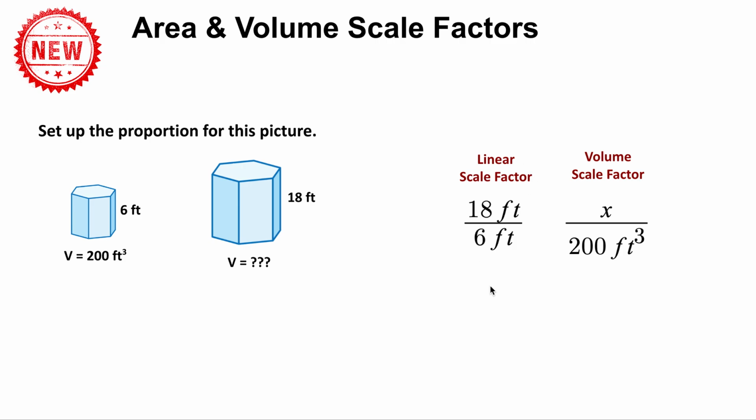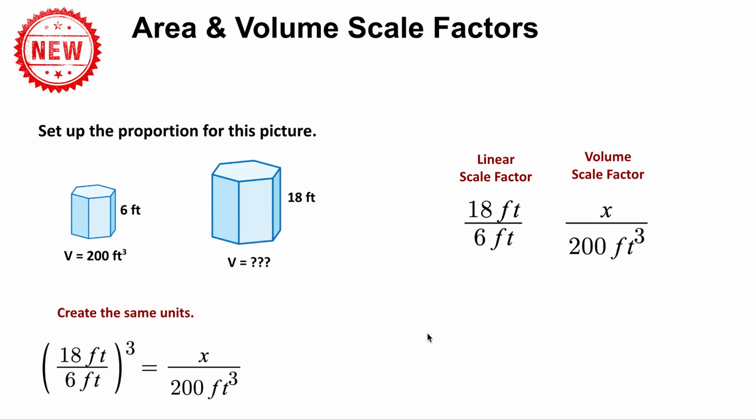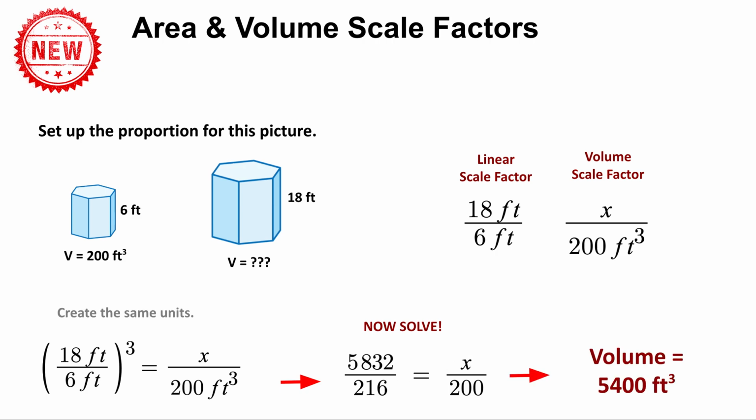But I can take a linear scale factor and cube it, and it would equal this scale factor over here as well. So what I'm going to do now is I'm going to say, hey, take the 18 over 6, and let's cube that. Now that ratio can compare with the ratio of my two volumes. So if I cube 18 and cube 6, I'll get a new ratio that looks like this. And then I can cross multiply and solve by taking 200 times 5,832 and then dividing by 216. As you do that and solve, you'll get an answer of 5,400 cubic feet.